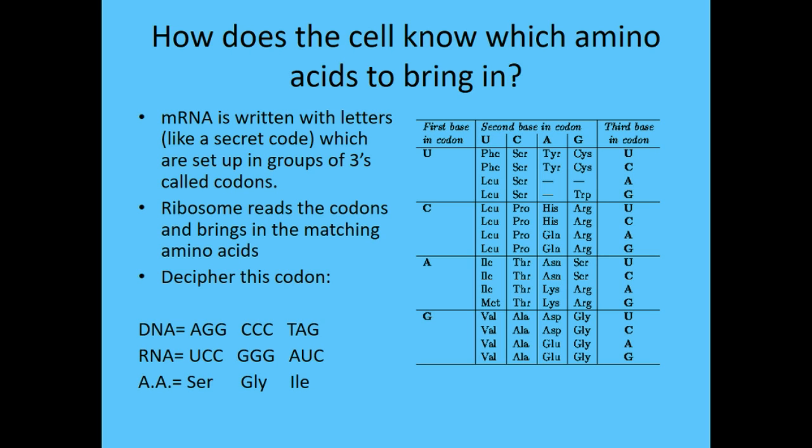Alright, so how do we actually know how we go from DNA to RNA to protein? Let's talk about a few things first. First of all, we've got to talk about base pairing. Base pairing basically means what bases pair with what other bases.